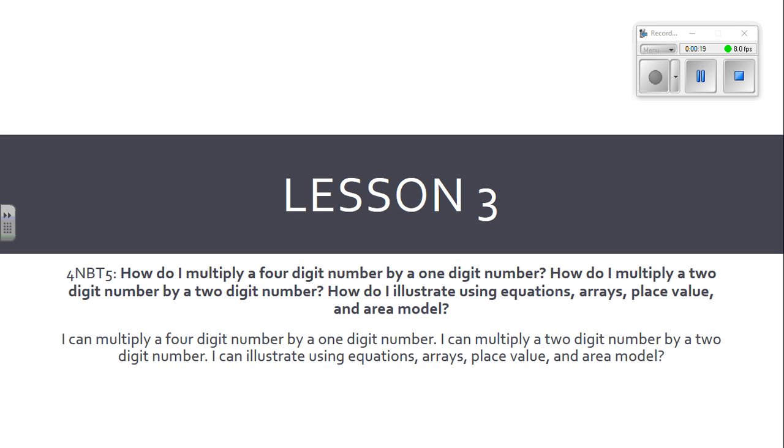I can multiply a 4-digit number by a 1-digit number. I can multiply 2-digit numbers by 2-digit numbers. I can use illustrations using equations, arrays, and place value and area model to show it. Okay? So let's see what that looks like.